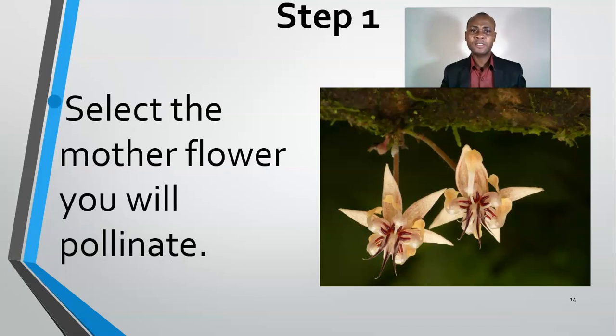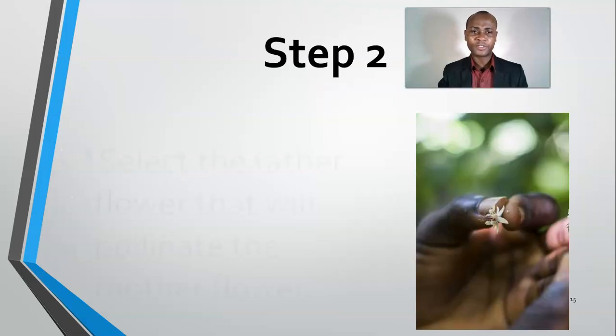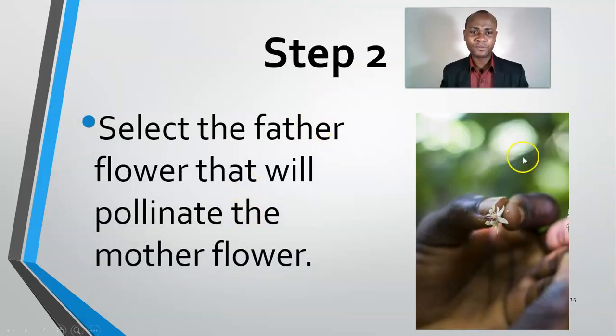Step one: select the mother flower you want to pollinate. Step two: select the father flower that you will use to pollinate the mother flower.